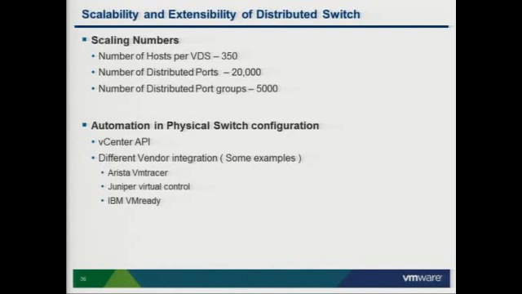To get that flexibility, there is a vCenter API which allows third-party switch vendors to figure out what events are going on in the virtual infrastructure in terms of vMotion and all. And if they want to change the configuration of the physical switch, they can do that. There are some examples with the Arista VM Tracer, Juniper Virtual Control, and IBM VM Ready. These are tools these partners have built to automate the physical switch configuration when there is a change happening on the virtual infrastructure. So we want to make sure that distributed switch is a scalable and extensible platform.